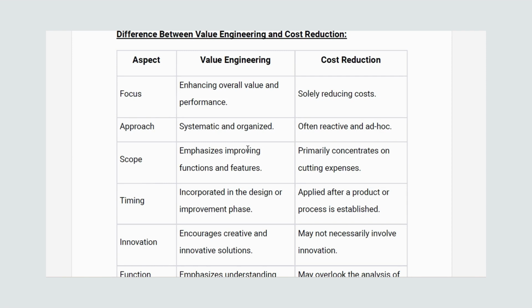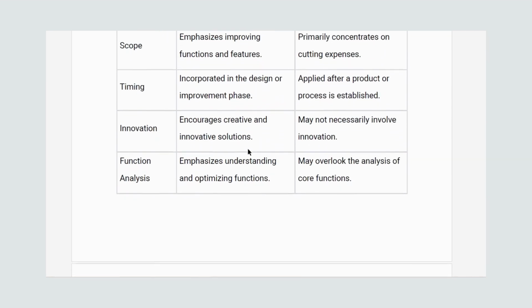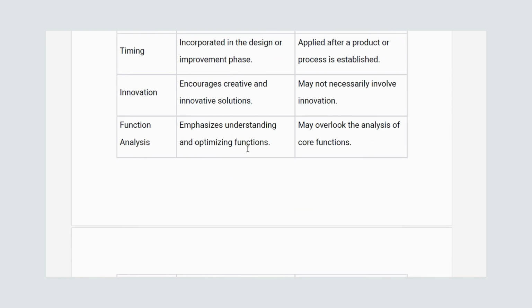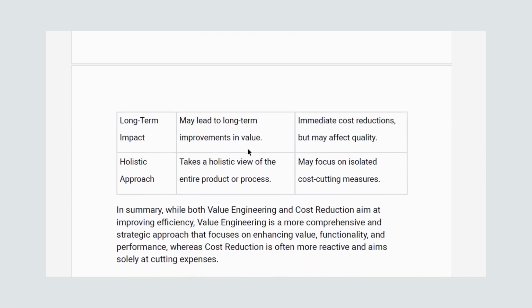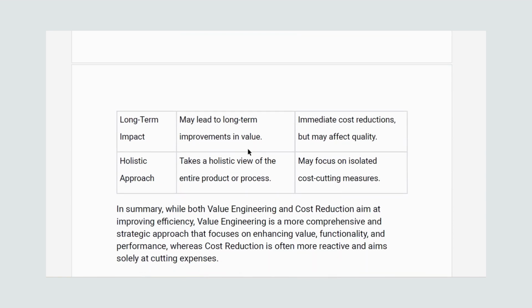The scope of value engineering emphasizes improving the functions and features, whereas cost reduction only concentrates on cutting the expenses. The timing, the innovation and the functional analysis, all regarding value engineering and cost reduction are given over here. You can go through the points like their impact or what kind of approach they both have. So in summary, value engineering and cost reduction both aim at improving efficiency. Value engineering is a more comprehensive and strategic approach that focuses on enhancing the value, functionality and performance, whereas cost reduction mostly focuses on cutting the expenses.